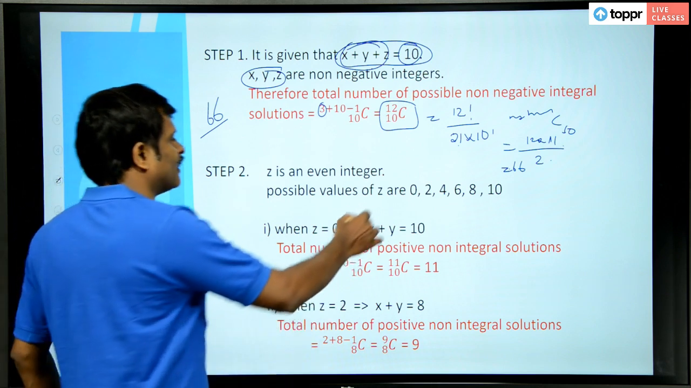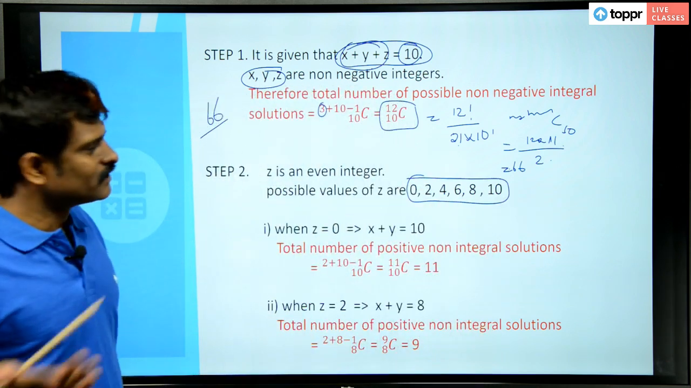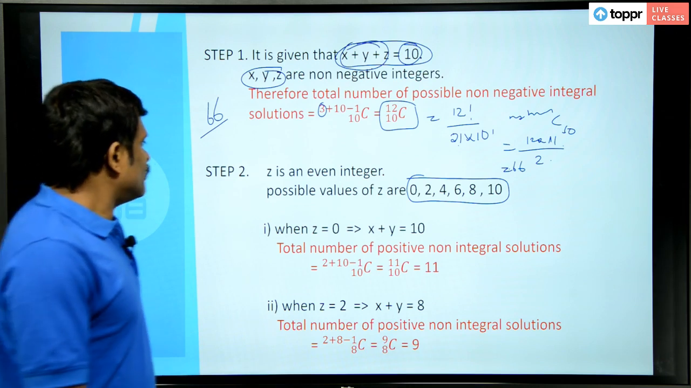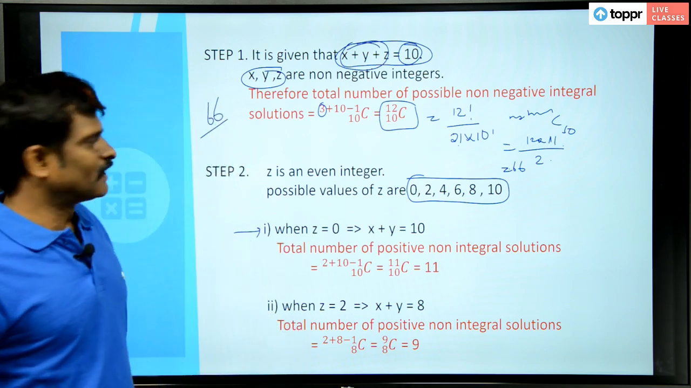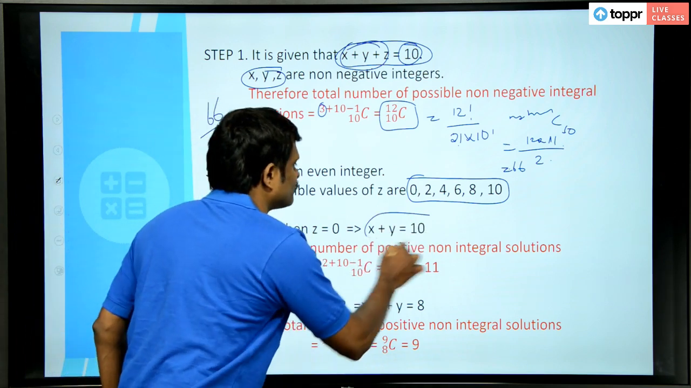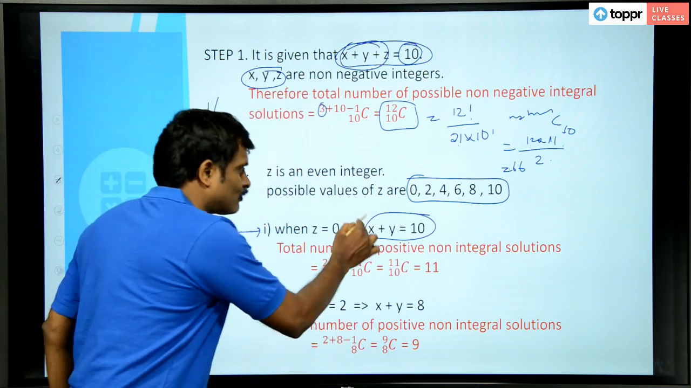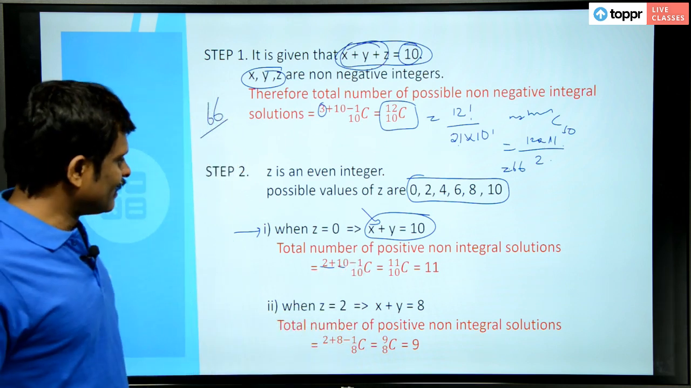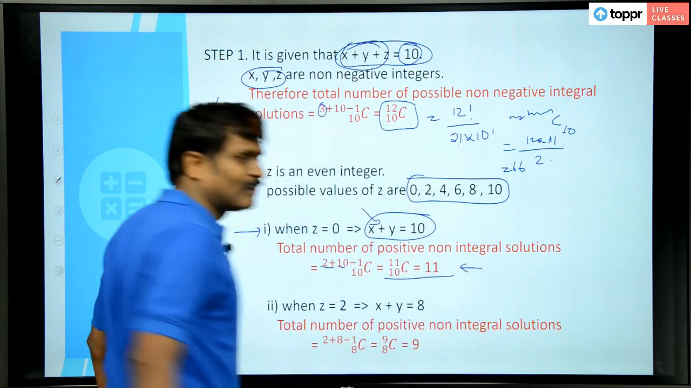So, what are the even numbers possible? 0, 2, 4, 6, 8 and 10, these are the numbers that can be even. So, let us take the first case when z is 0. If z is 0, then what should happen? x plus y should be equal to 10. Again, applying the same formula, you have two variables this time, 2 plus 10 minus 1 C10, and if you find its value, it is equal to 11.